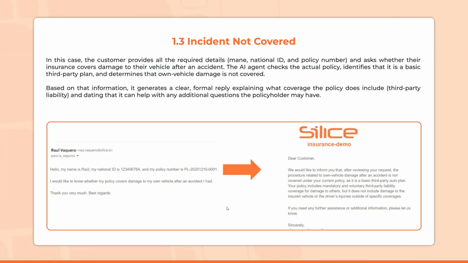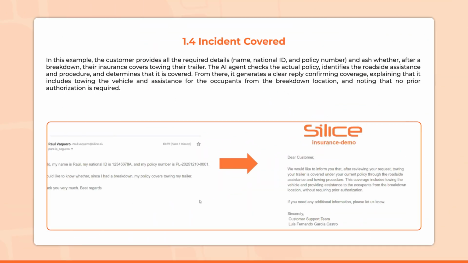Scenario: not covered. The customer asks whether their insurance covers damage to their own vehicle after an accident. After reviewing the policy, the AI agent detects that the customer has a basic third-party plan and that own vehicle damage is not covered. The response explains that the claim is not covered and reminds the customer what benefits are included in the policy.